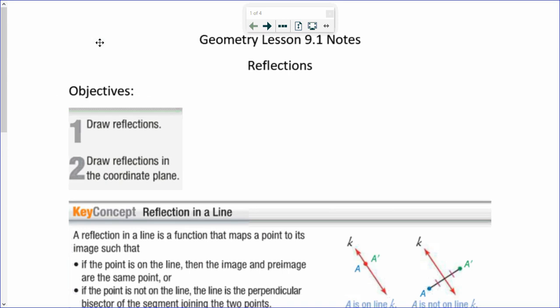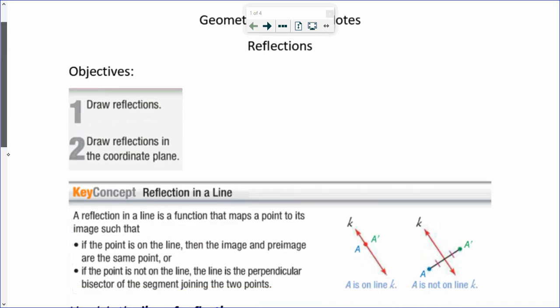Good afternoon, whenever you're watching this. This is Geometry Lesson 9.1, notes on reflections. So our objectives today will be to draw reflections, as well as draw reflections in the coordinate plane.